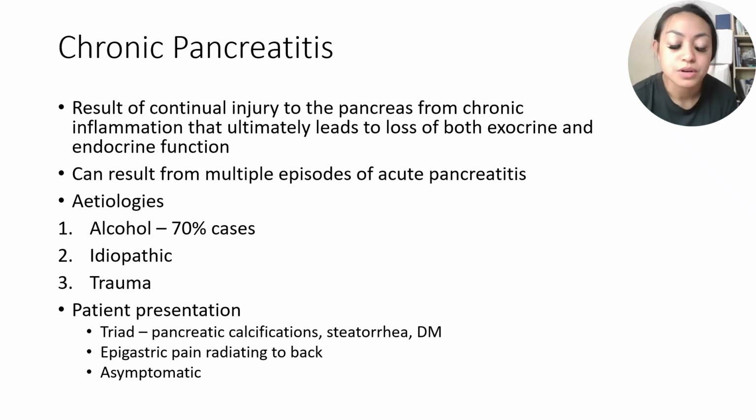Okay, so how would a patient present? For chronic pancreatitis, we see this triad. They would test you on this in the exams, but in real life, only 1/3 of the patients present with this triad. So what is this triad for chronic pancreatitis? Well, we have pancreatic calcifications. We see them in imaging. Pancreatic calcifications are signs of chronic inflammation of the pancreas. Because of chronic inflammation, we see these calcifications in the pancreas. So that's the first part of the triad.